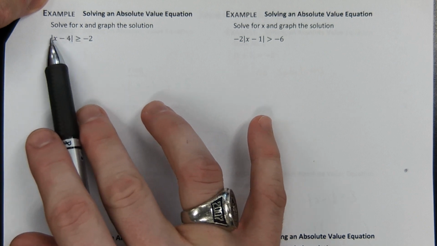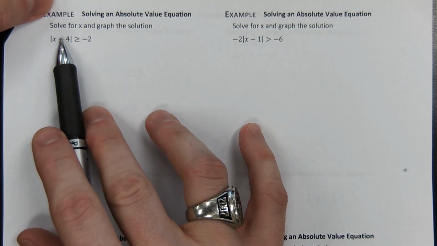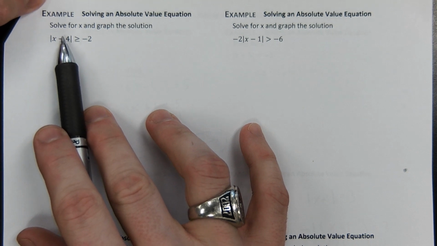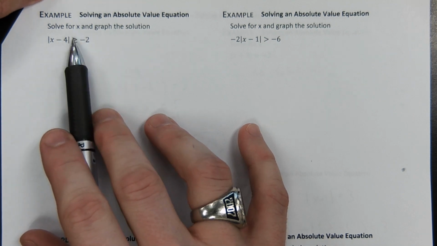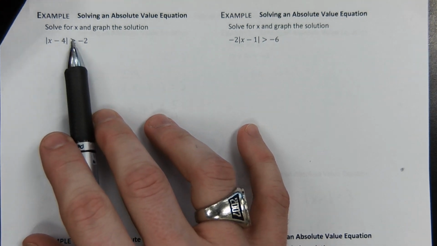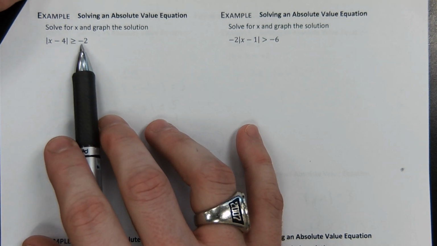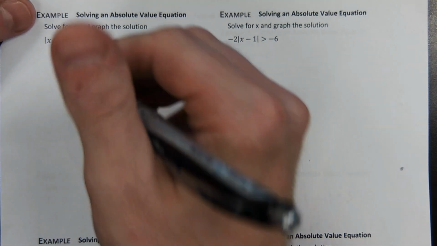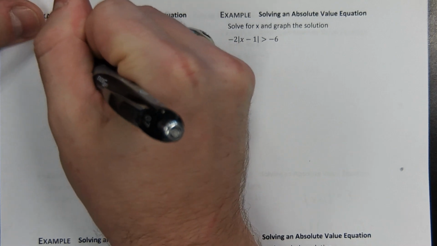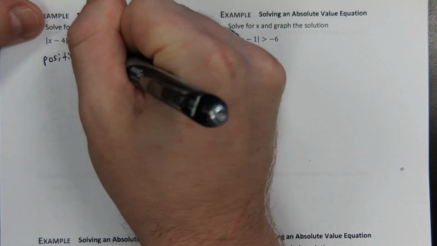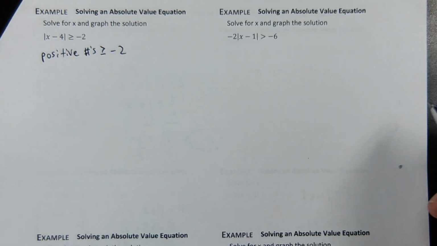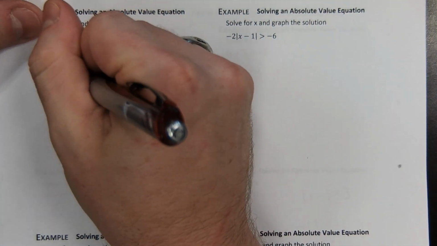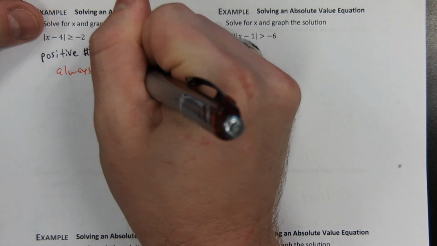What kind of numbers will be the result of the left side? Positive numbers, right? Or the number 0. Last time I checked, all positive numbers and the number 0 happen to be greater than or equal to -2. This is what this says. Positive numbers that are greater than or equal to -2. That's always true. It's always true. So the answer for this one is all real numbers.